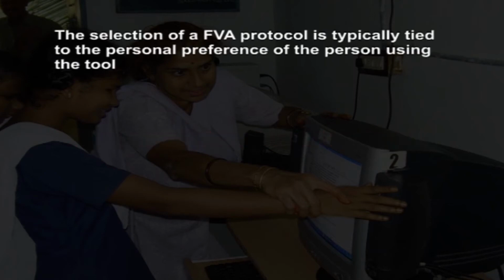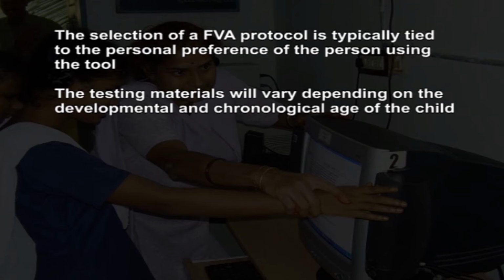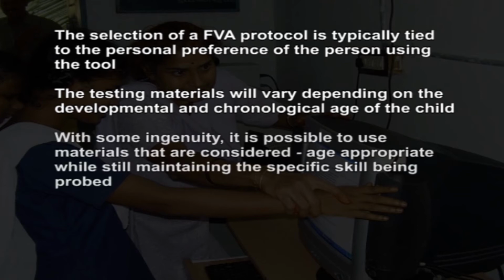Assessment tools and materials. The selection of a functional vision assessment protocol is typically tied to the personal preference of the person using the tool. The testing materials will vary depending on the developmental and chronological age of the child. With some ingenuity, it is possible to use materials that are considered age appropriate, while still maintaining a specific skill being probed.